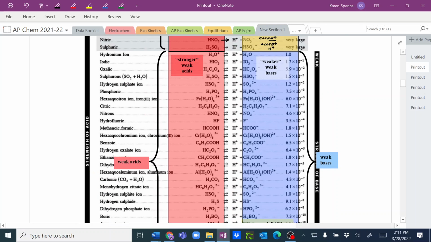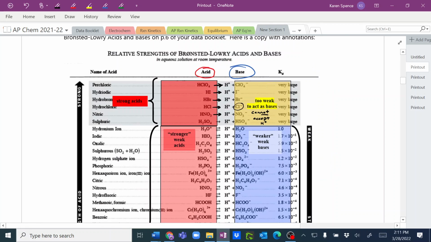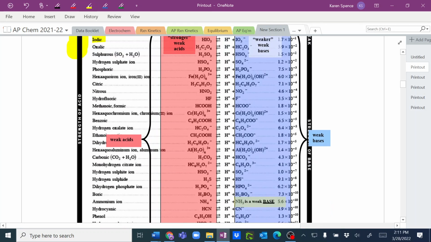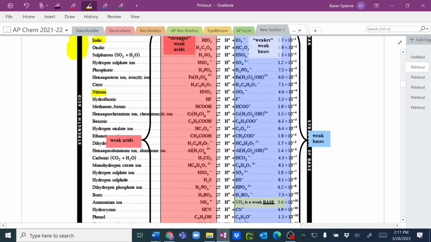And the strongest of the weak acids are up at the top here. Okay, and then we get into actual strong, right? And what that means is that, say, iodic acid here is better at giving away protons than nitrous acid. Okay.